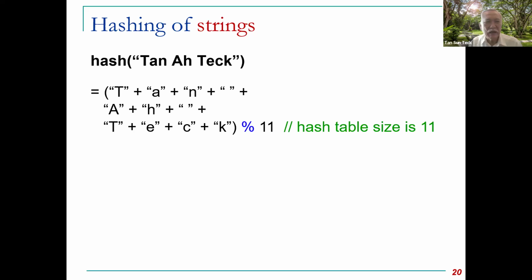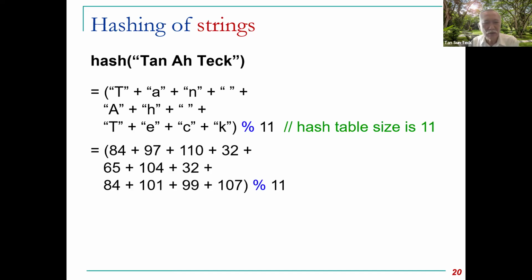You simply take the ASCII value of all these characters. When you do this, C++ is going to do a table lookup and get all the ASCII values for you, so you do not need to remember the ASCII value of each character. Then you mod 11. Capital T is 84, small a is 97, and so on. You sum them up, you get 825, mod 11 gives 0. So by simply adding all the ASCII values, Tan Santek is going to return 0 as the hash value.